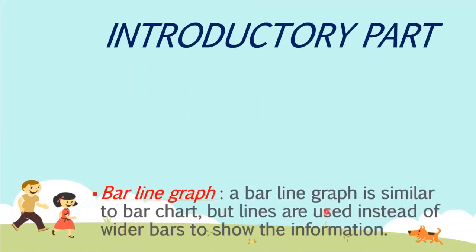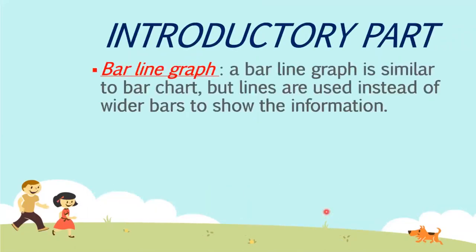The first definition, or the first information for you, is about the bar line graph. What is a bar line graph? A bar line graph is similar to a bar chart, but lines are used instead of wider bars to show the information. So a bar line graph is a combination of bars and lines. The only difference is that lines are used instead of wider bars.